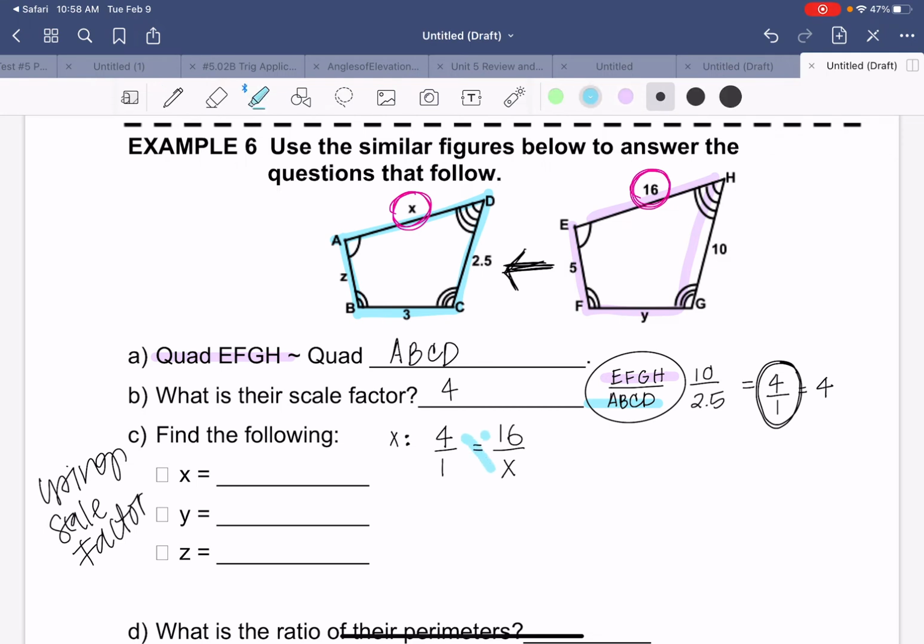Then we just cross multiply. So we have 4 times x, which is 4x, equals 16 times 1, which is 16. And then we divide by 4. So x equals 4.